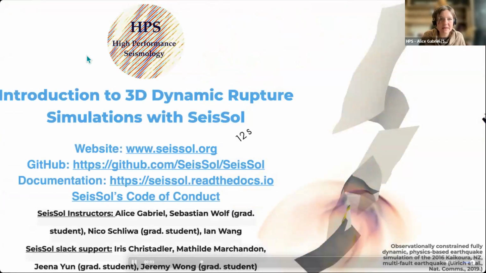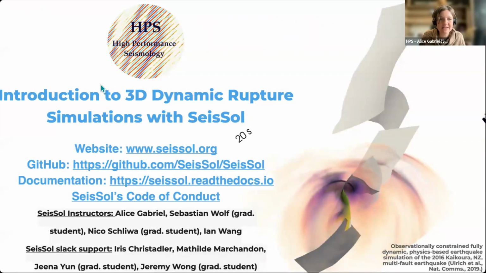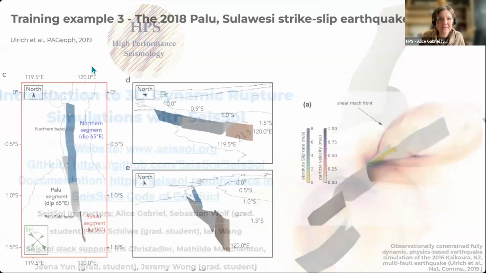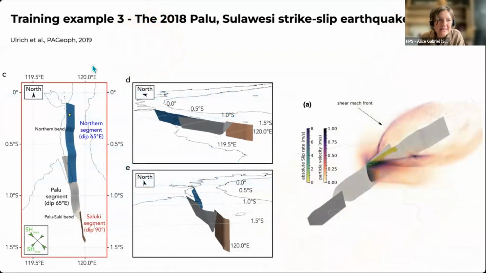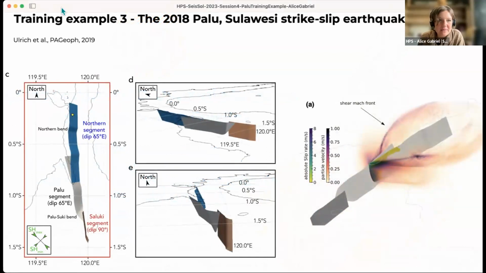Seems like I have this again, just reminding everyone of the website and all these other resources we can look at. And now we are in the last example. So the paper that goes with this has been published in Pure and Applied Geophysics in 2019. I can link that later. But I took the figures from there. And it's the same geometry that we're using in the example.